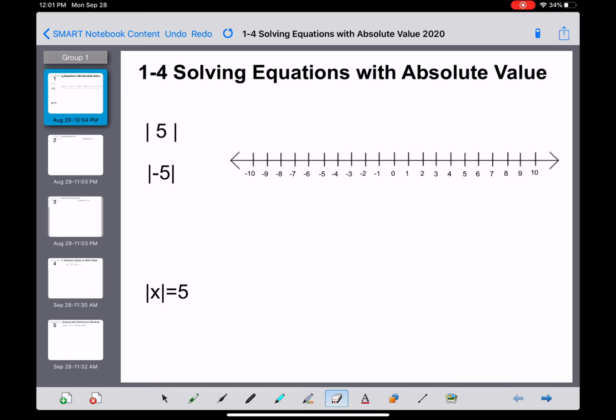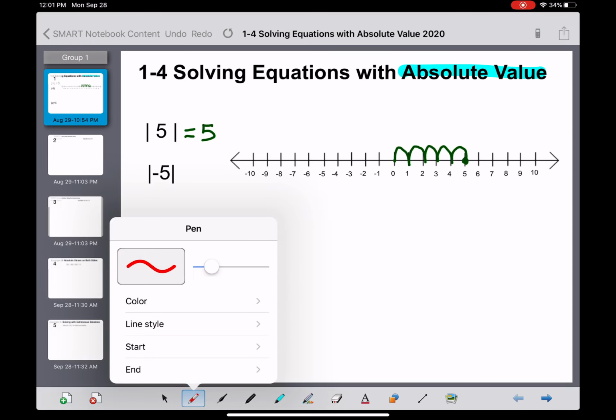Today we're looking at solving equations where absolute value is within the equation. So first let's review absolute value. When we are finding the absolute value, we want to know how far away that number is from 0 on the number line. So when I'm taking the absolute value of 5, 5 is 1, 2, 3, 4, 5 spaces away. So the absolute value of 5 is 5.